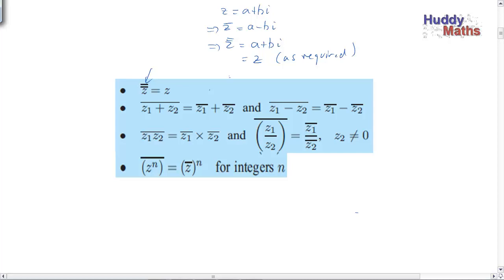Well, these others: the conjugate of a sum is the sum of the conjugates. The conjugate of a difference is the difference of the conjugates. Hey, this is pretty commonsensical. It's easy to remember these. It's just what you'd like to happen. The conjugate of a product is the product of the conjugates. The conjugate of a quotient is the quotient of the conjugates, provided that you're not dividing by zero there.